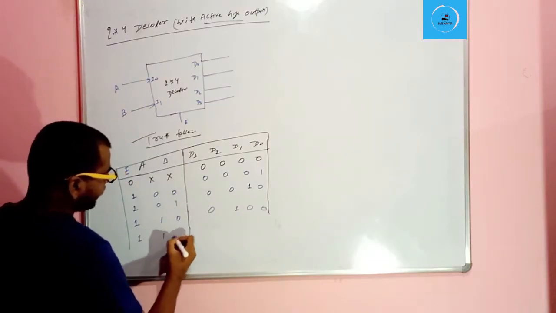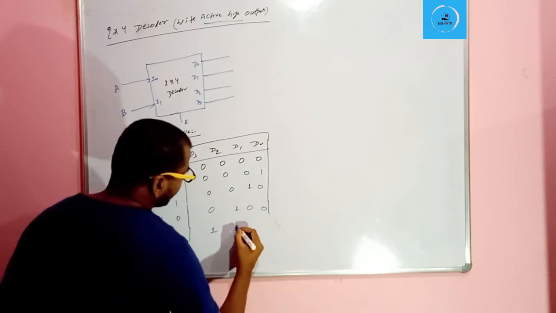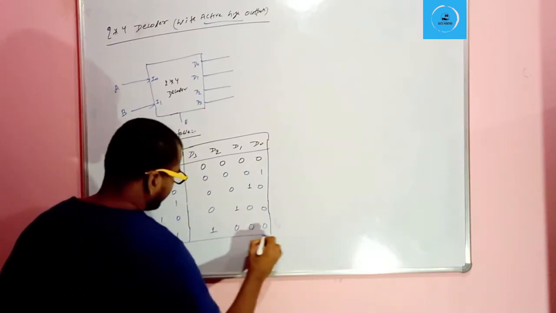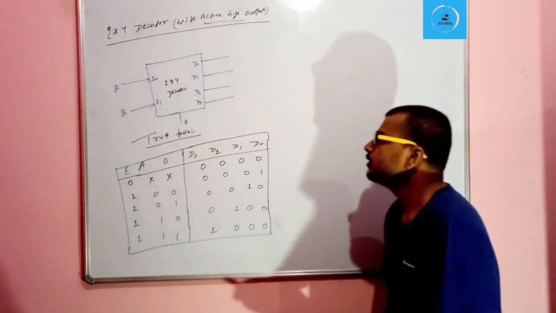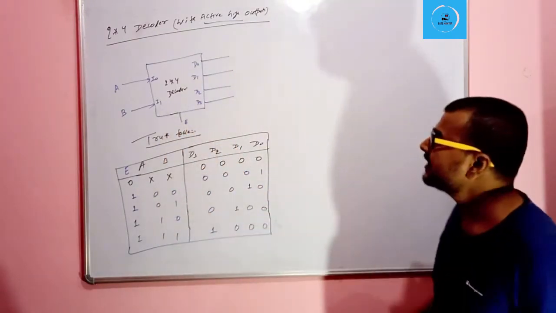Now if 1 will be the input, then D3 will be selected and all the others will be 0. This is our truth table, the truth table of the 2:4 decoder with active high output.